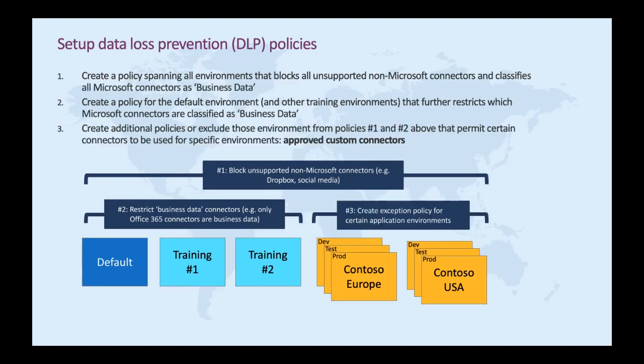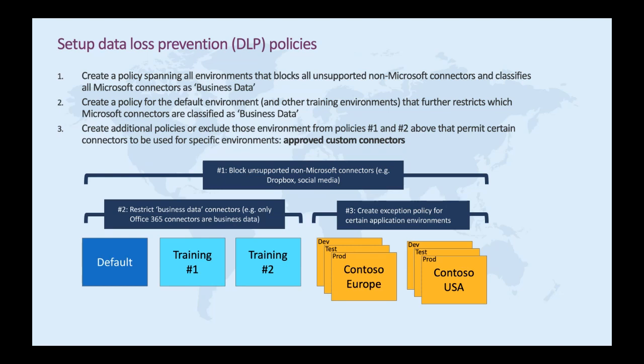And then number 3, create additional policies to exclude those environments from policy number 1 and number 2 that pertain to certain connectors that can be used for specific environments. So these are the approved custom connectors, and you're like, okay, Johnny, what are approved custom connectors? These are certain connectors for certain application environments.